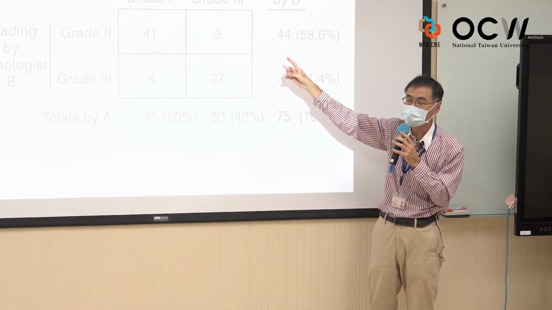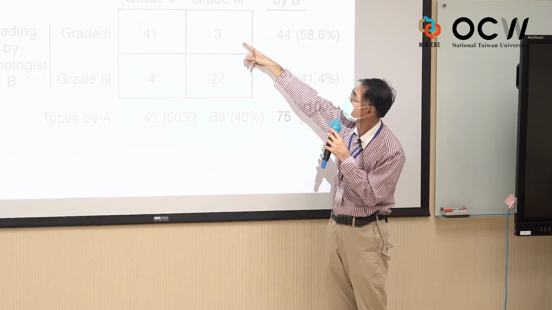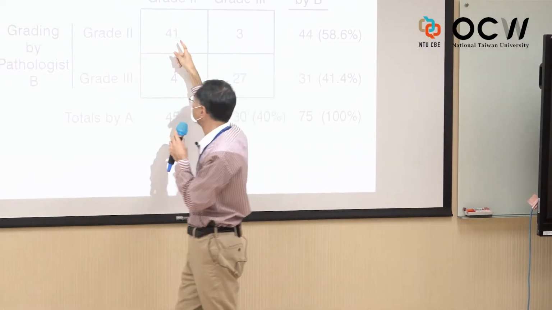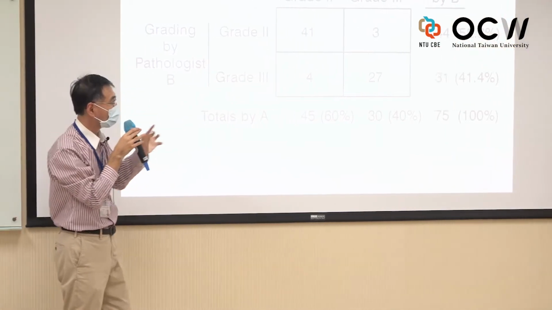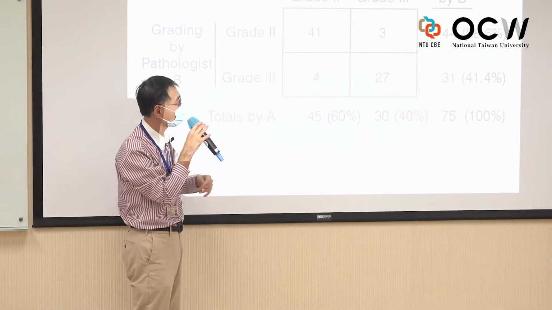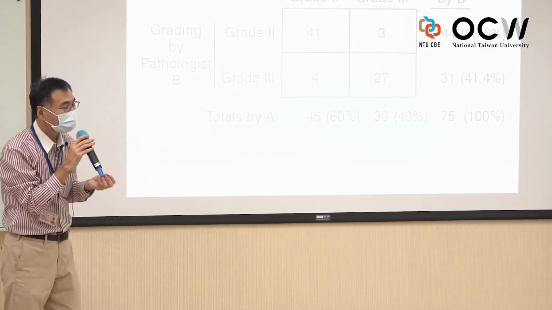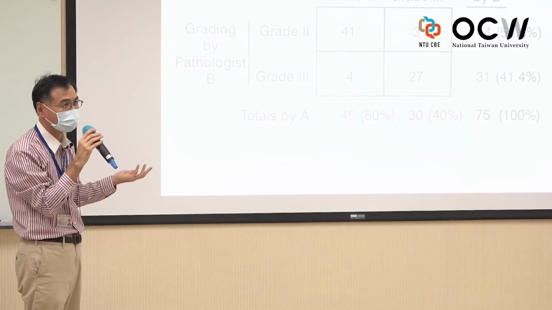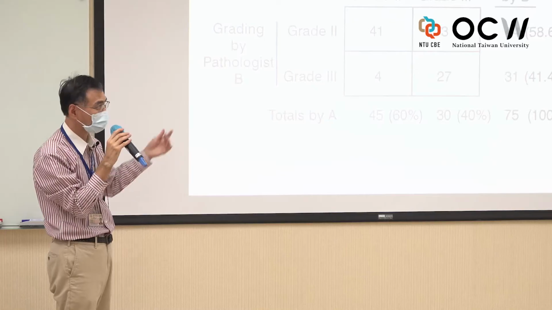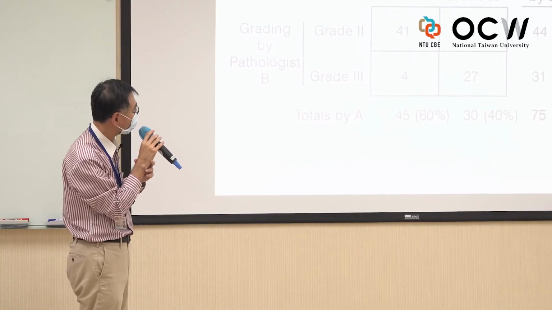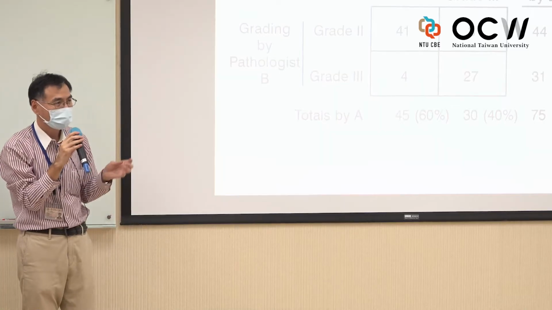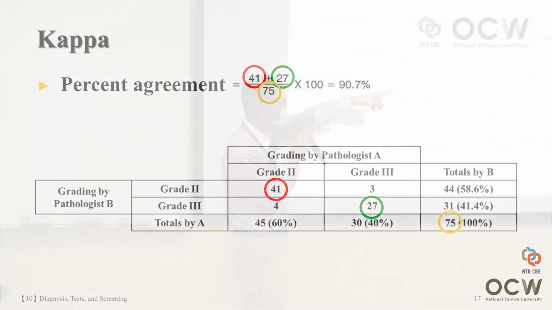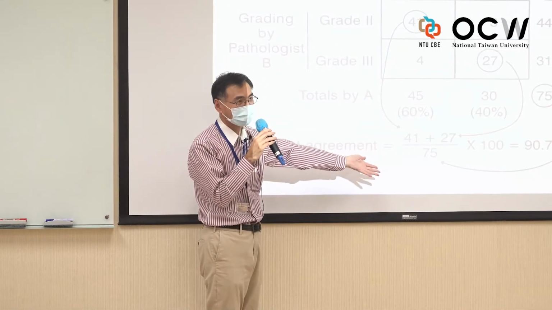But there are some inconsistencies. Here, pathologist A said that's grade 3, but pathologist B said that's grade 2 only. And here the same, there is inconsistency. So even if both of them have been trained as pathologists for many years, it's possible that the results are not consistent with each other. So how are we going to calculate the Kappa in such a situation? We have to calculate the percent of agreement first: 41 plus 27 divided by 75. Very straightforward.